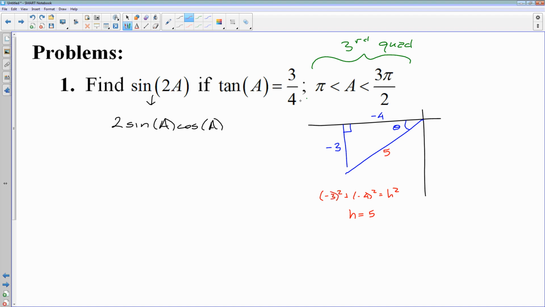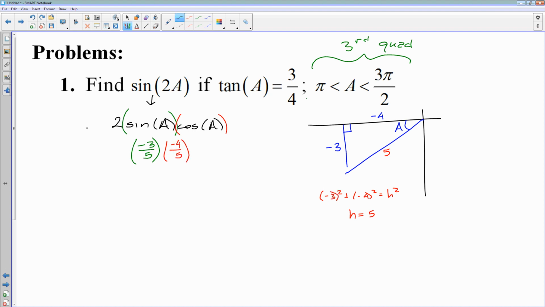Once you draw the triangle, that's the hard part of this question. Now we need sine and cosine. Well, sine, remember sine of any angle, I should call this A, not theta. Sine of any angle is opposite over hypotenuse. So in this case, the sine of A is -3 over 5. Cosine of any angle is adjacent over hypotenuse. So my cosine of A is going to end up being -4 over 5.